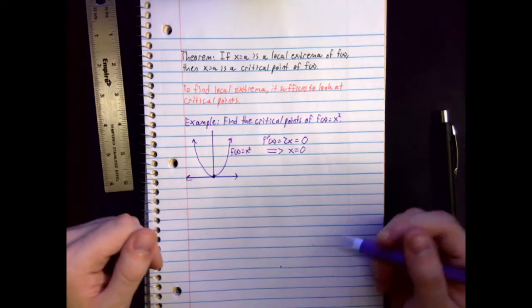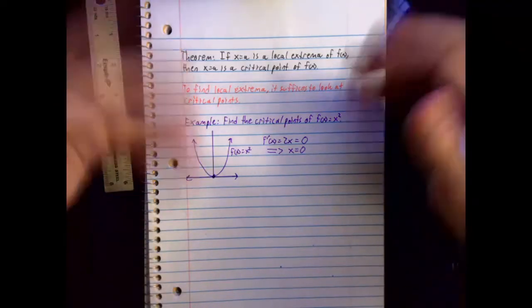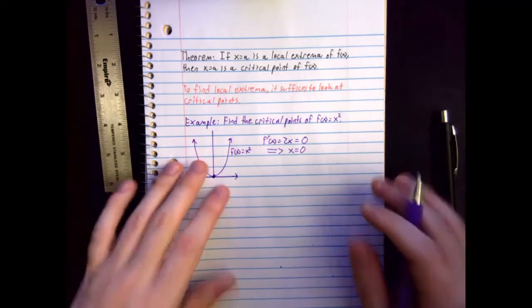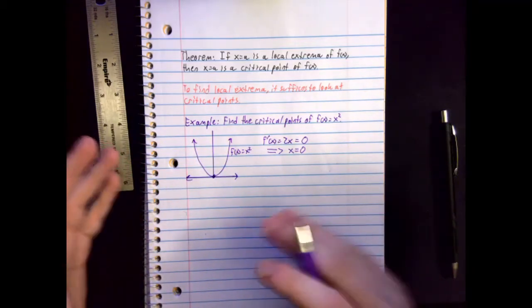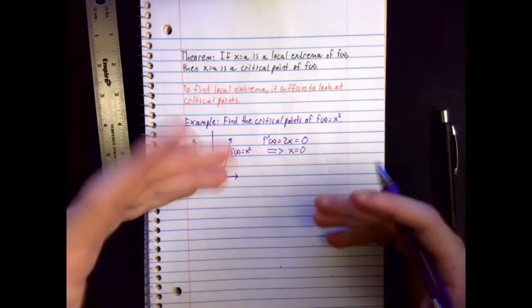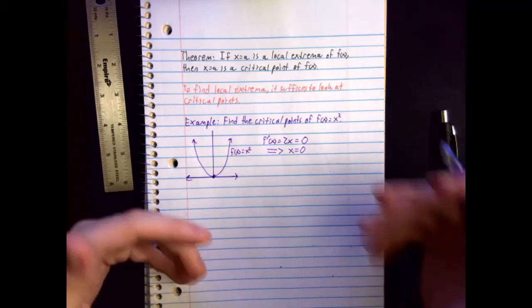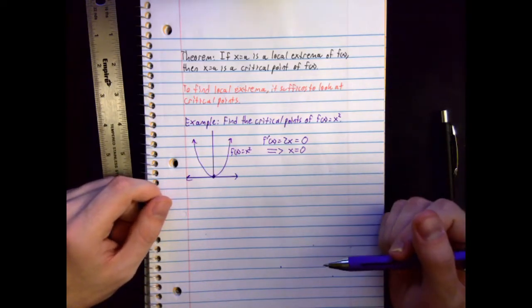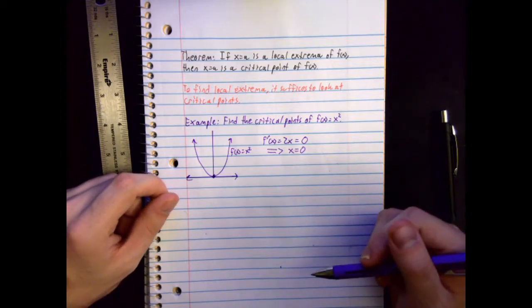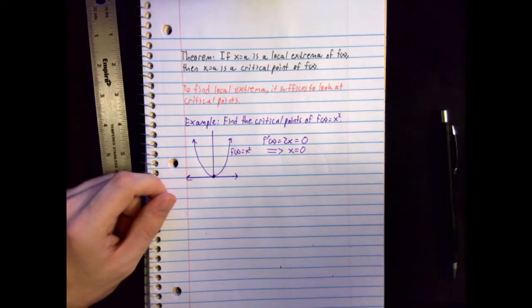Okay? So the main takeaway again is that if I want to find these points where I have this sort of local max or local min, it suffices to simply compute the derivative and find where it's equal to 0 or where it's undefined. Okay?